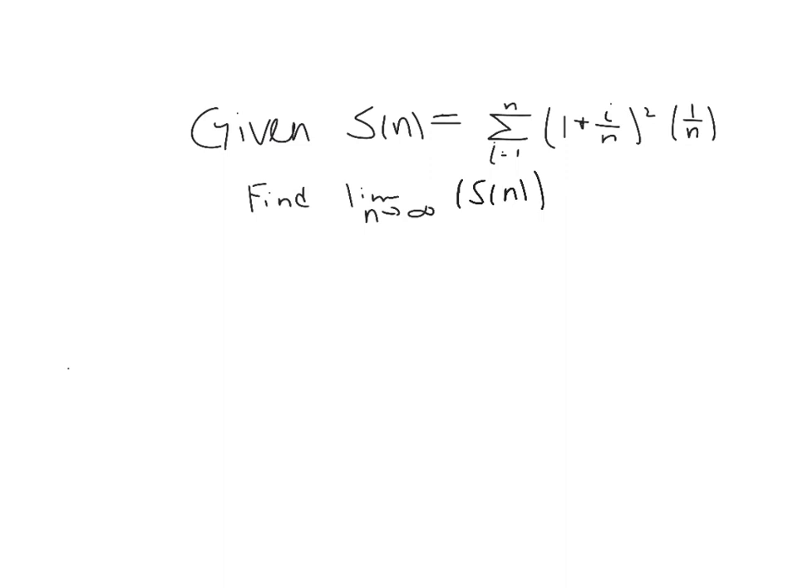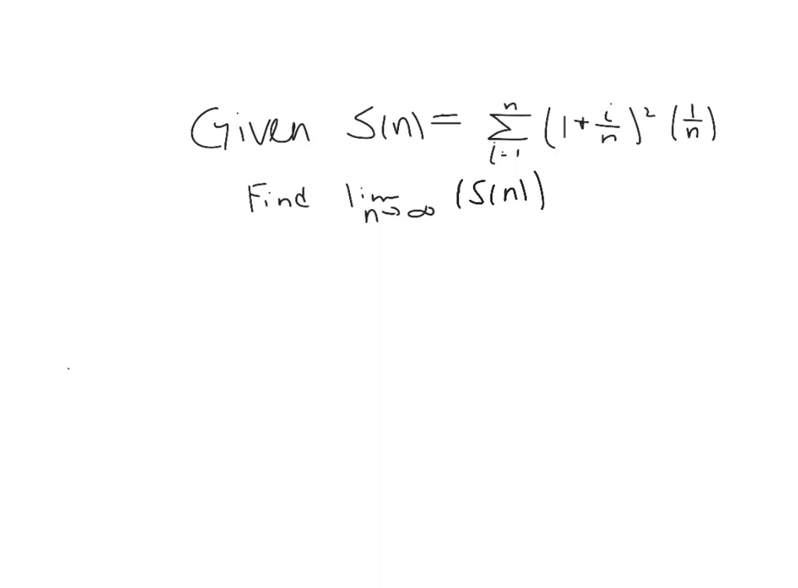Okay, I am going to go over example 3 in the textbook, which is on page 822, and I want you to tell me where I make a mistake. So let's get started. Now, I know that the function s of n is equal to the summation from i equals 1 to n of the quantity 1 plus i over n quantity squared times 1 over n. And then I want to find the limit as n approaches infinity of s of n.